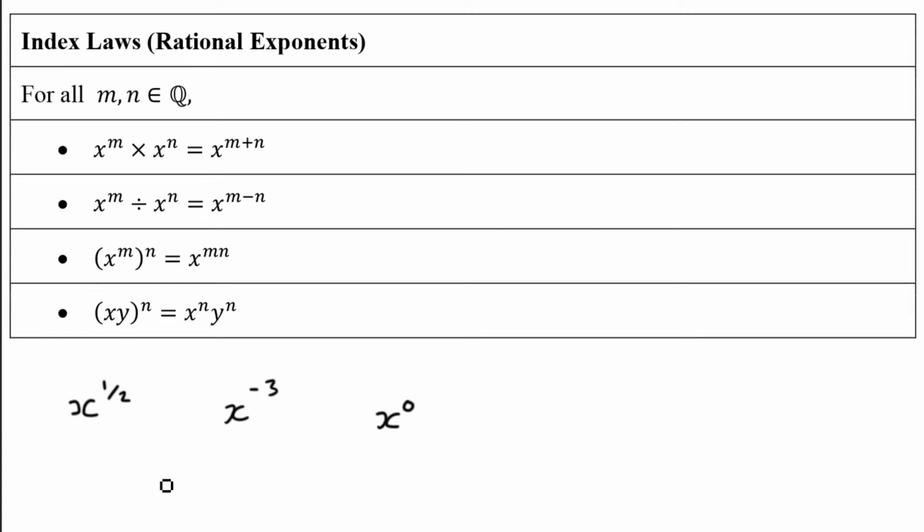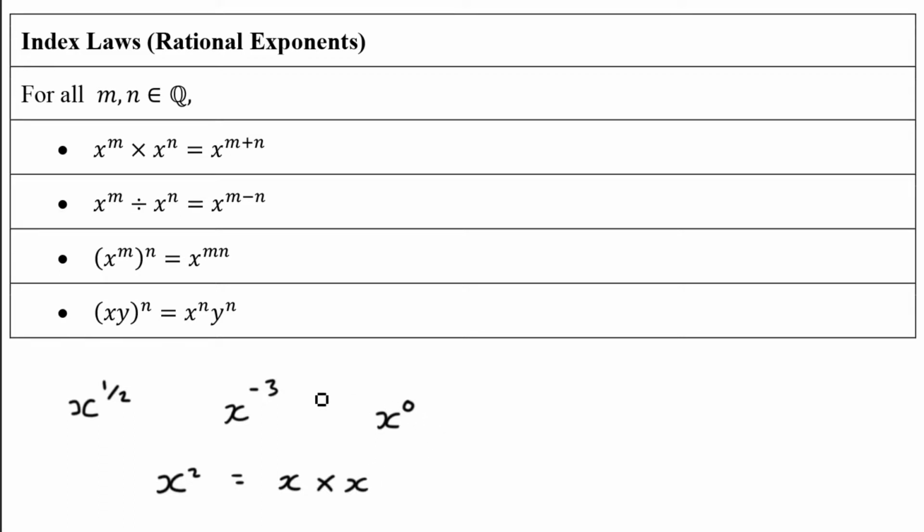If we meant by x squared take two lots of x and multiply them together, then we can't extend that definition to what it means to have x to the half. We can't take half of an x and multiply it together. We can't take -3 x's and multiply them together. We can't take no x's and multiply them together and expect to get sensible answers.